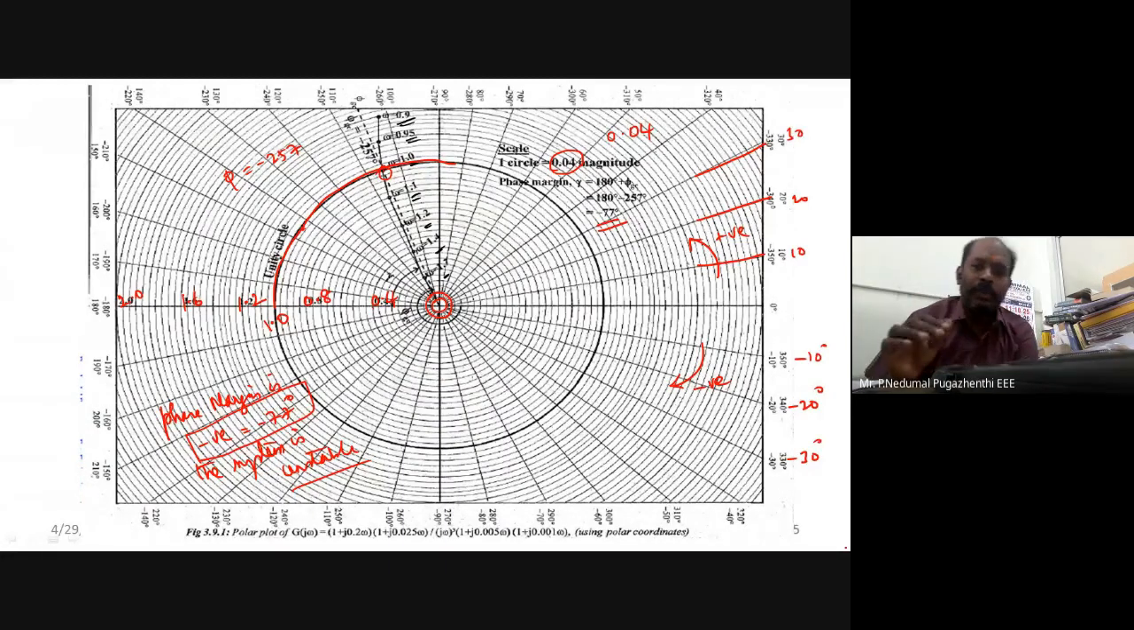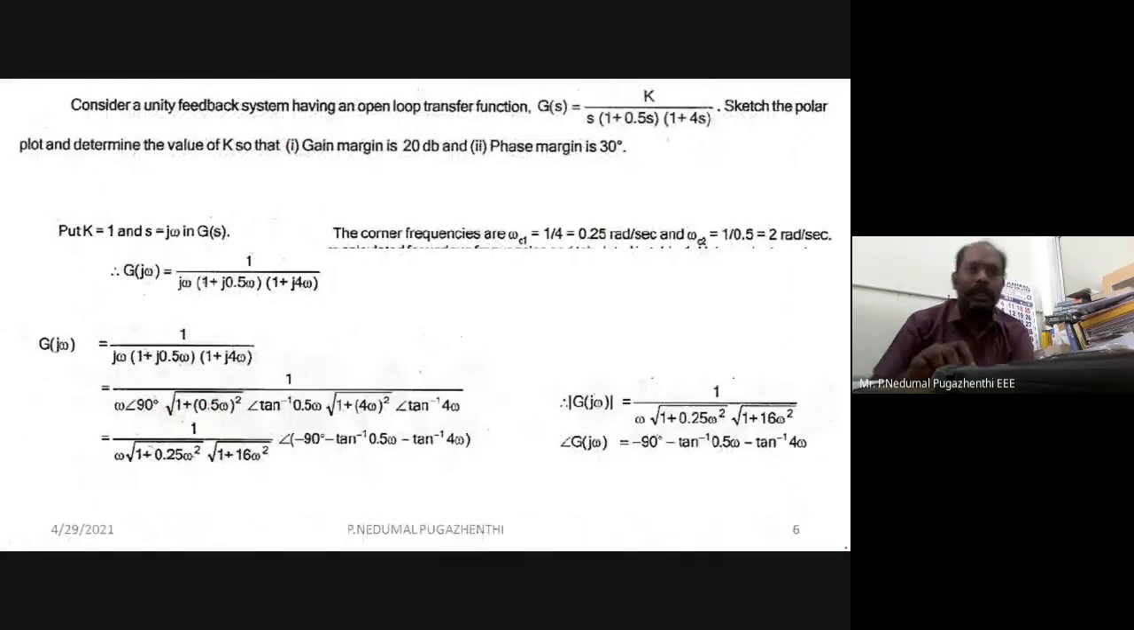This is very simple actually. Now if you go to another type of problem, this is the second type of problem, problem number 3. This problem is simple, to go for a sketch of a polar plot. But what they are asking, we have two cases here: finding the value of the gain k if your gain margin is 20 decibels, and if your phase margin is 30 degrees. So this has two cases. Before we enter into these two cases, we have to sketch your polar plot as usual.